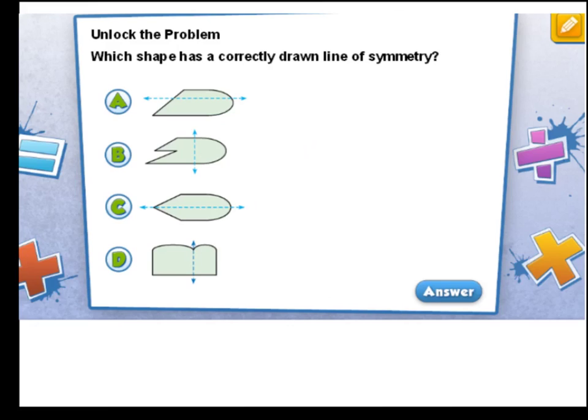Okay, so look at this question very carefully. It says, which shape has a correctly drawn line of symmetry? Is it A, B, C, or D? Go ahead and write your answer on your notes. I'll give you about 5 seconds.